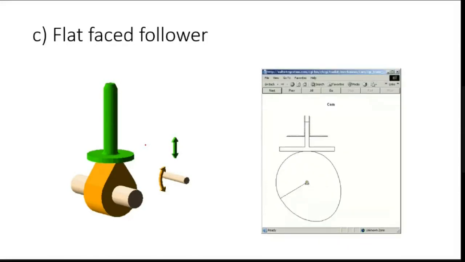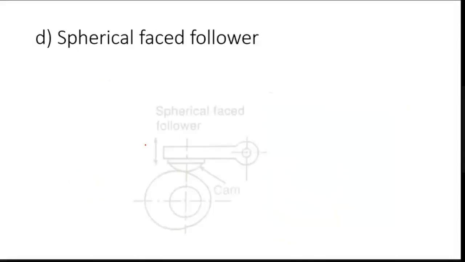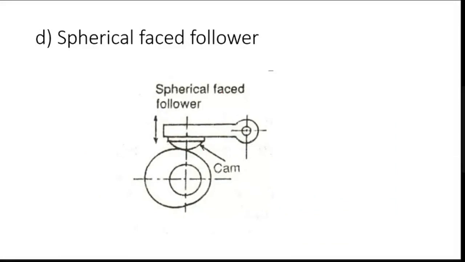So this is an animation of a flat faced follower, how it moves. The next one is the spherical faced follower. Sometimes it may also have a spherical type of approach, so that is another follower. Mostly we will concentrate on only two things: the knife edge follower and the roller follower. The flat one is also applicable, but this is not applicable for examination purposes. So only those three followers are very important.